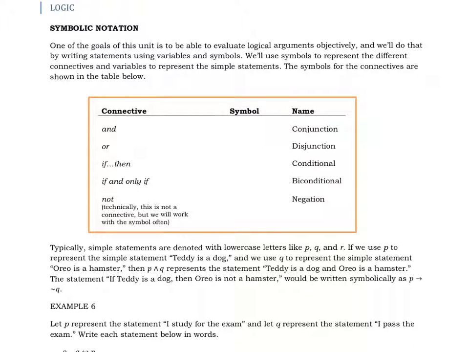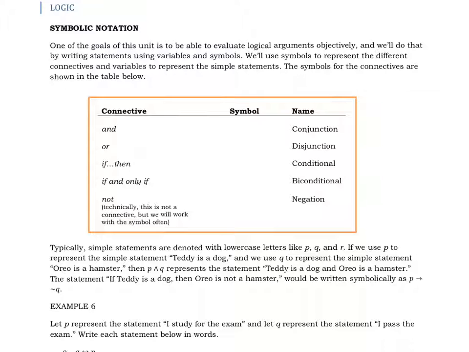We learned about our and, our conjunction, our or, the disjunction, our if-then conditionals, and our if and only if biconditional. And then we're going to throw our not in there. It's not really a connective, but we do need to have a symbol for a negation. And so we're going to have 5 different symbols that we use. Okay, these symbols are going to be very important from here until the end of the unit.